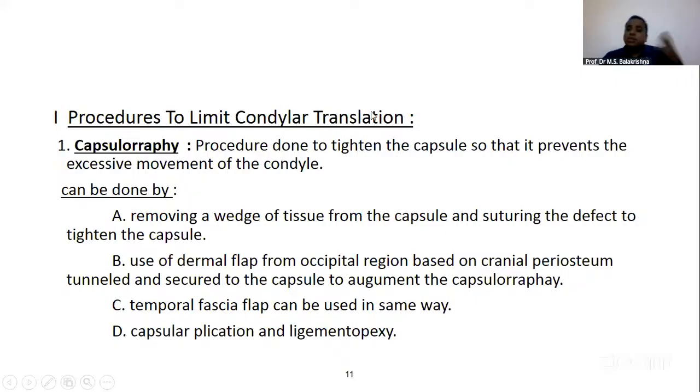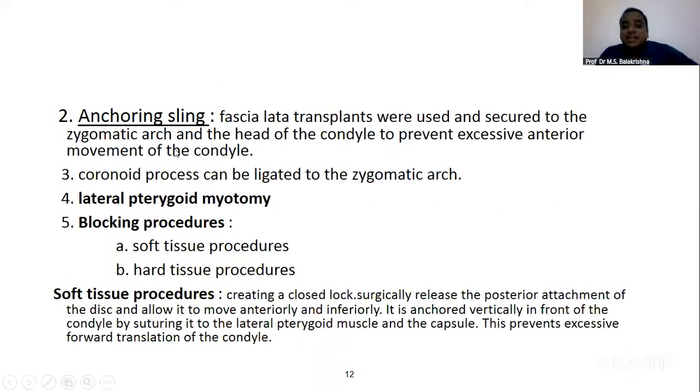For procedures to limit condylar translation, the first option is capsulorrhaphy. It is tightening the capsule to prevent excessive movement of the condyle. So the fibrous capsule should be strengthened. Otherwise, the condyle will be moving forward and backward. Second is anchoring sling. Fascia lata transplants can be used and secured to the zygomatic arch, because of which excessive movement of the condyle will be stopped.